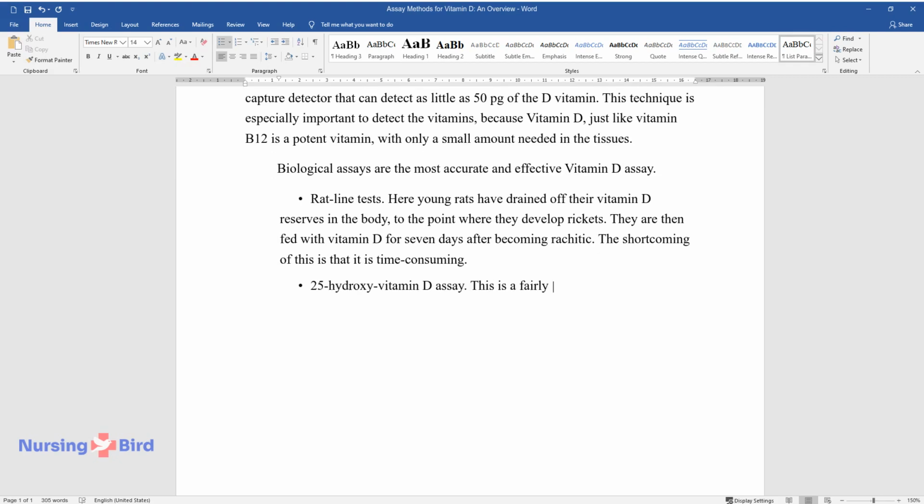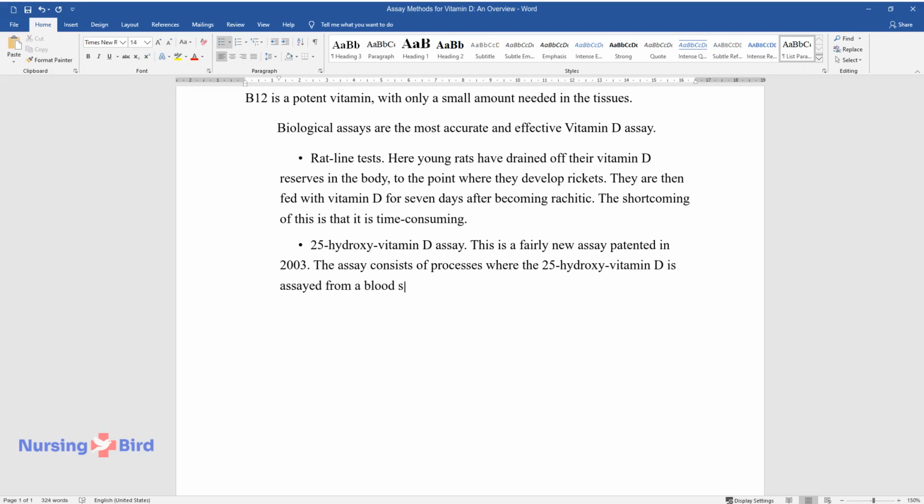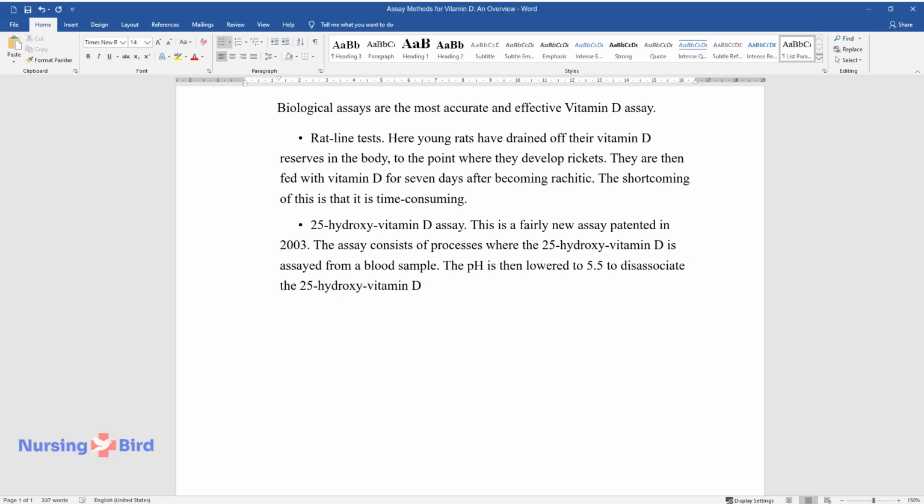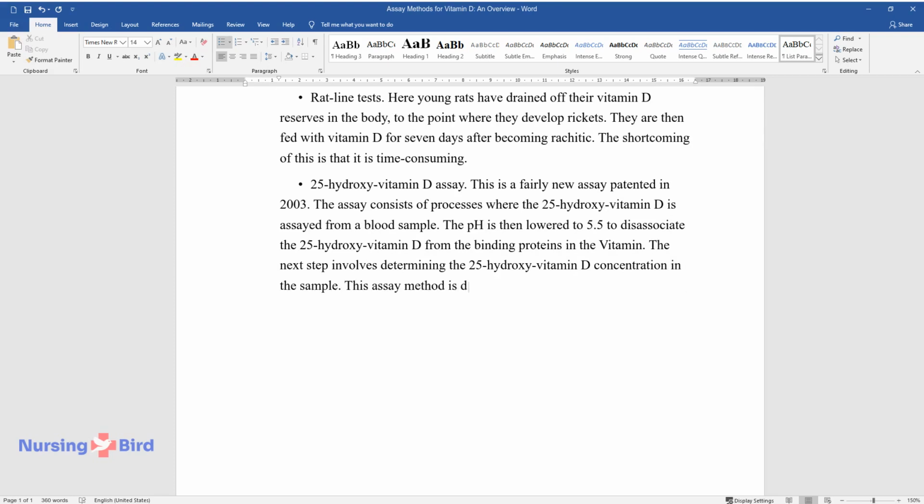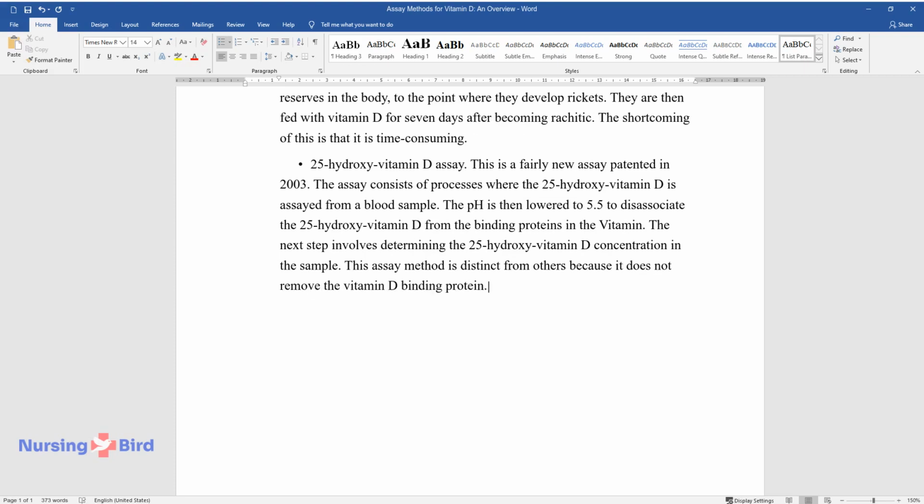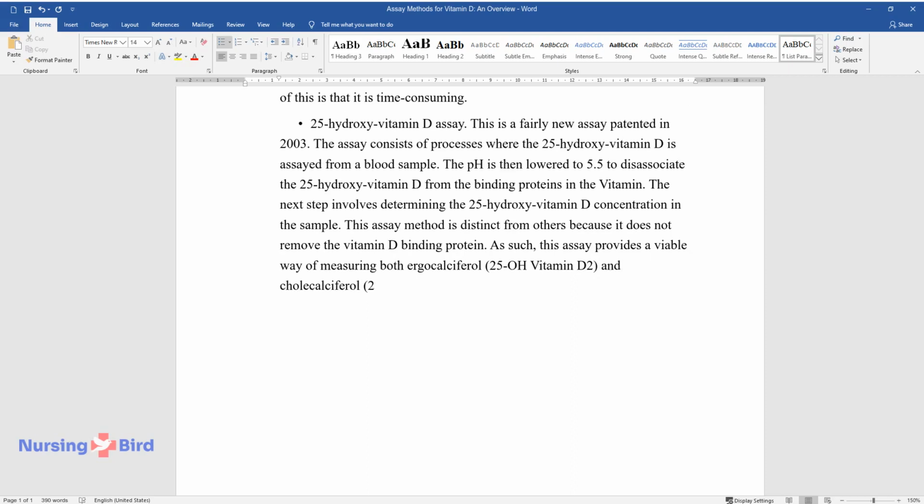25-hydroxy-vitamin D assay. This is a fairly new assay patented in 2003. The assay consists of processes where the 25-hydroxy-vitamin D is assayed from a blood sample. The pH is then lowered to 5.5 to disassociate the 25-hydroxy-vitamin D from the binding proteins in the vitamin. The next step involves determining the 25-hydroxy-vitamin D concentration in the sample. This assay method is distinct from others because it does not remove the vitamin D binding protein. As such, this assay provides a viable way of measuring both ergocalciferol, 25-OH vitamin D2, and cholecalciferol, 25-OH vitamin D3.